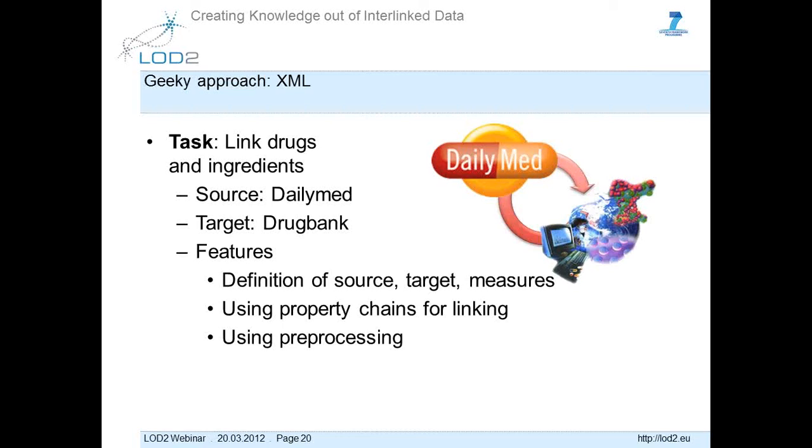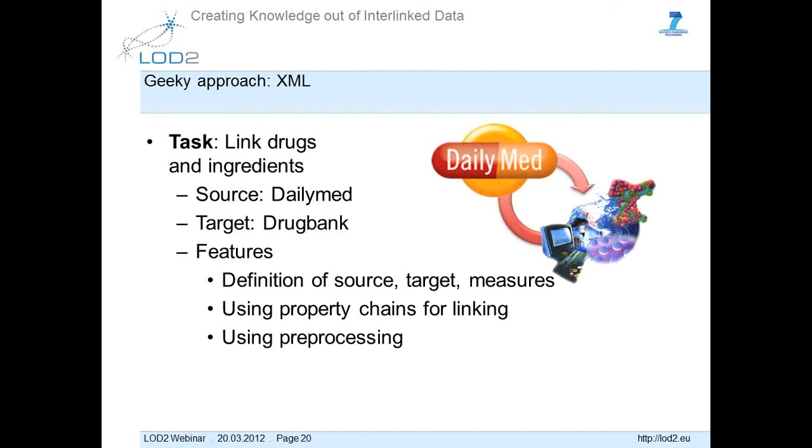The idea here is we want to specify how to extract owl:sameAs links between two knowledge bases. The source knowledge base here will be DailyMed, which contains a lot of information about medication, whilst the target knowledge base will be DrugBank, which also contains data about different drugs. So we want to be able to create links between those. And the features that I'm going to show are how to define a source, how to define a target, how to define similarity measures, but also how to use property chains for linking.